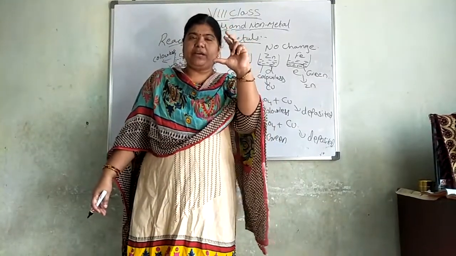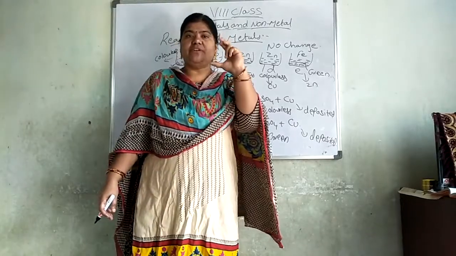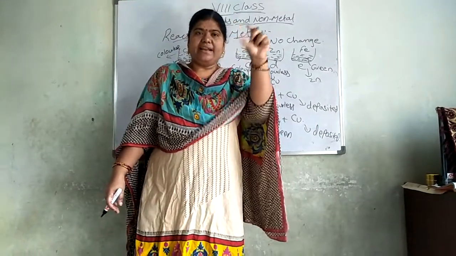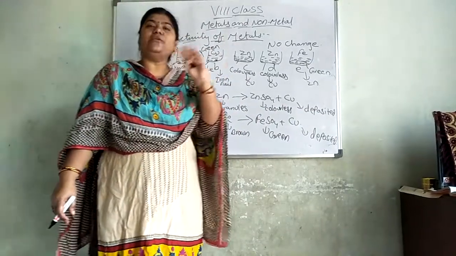Take a beaker and fill it with copper sulfate solution. What is the color of copper sulfate? The color of the copper sulfate is blue. Now take an iron nail, dip it in this copper sulfate solution, and leave it aside for half an hour.